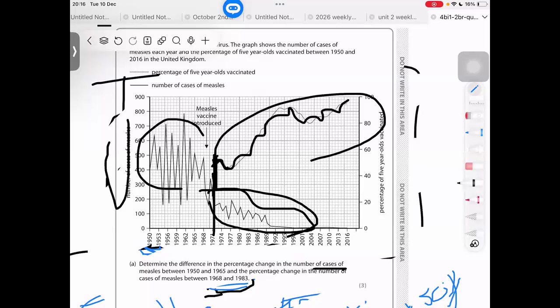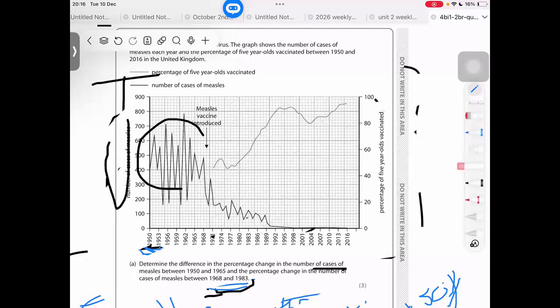So rather than vaccinating the elder ones, if you can vaccinate the younger ones, because the disease spreads from the younger ones very easily, then you can see the number of measles cases has suddenly dropped. As soon as the percentage of 5-year-olds vaccinated increased, you can see a sudden drop.